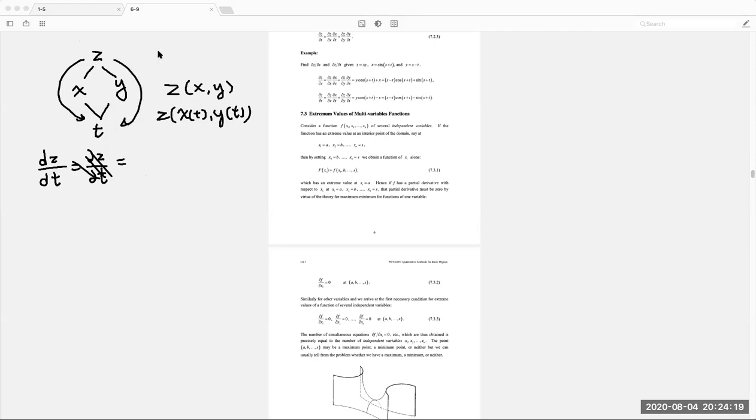For the first route, this is partial z over partial x, because z is a function of x and y. And from x to t, x is a function of t only, so it should be dx over dt. And similarly for the other route.